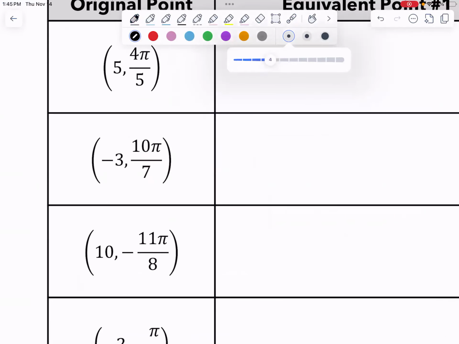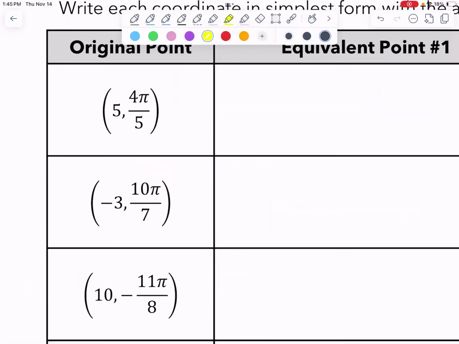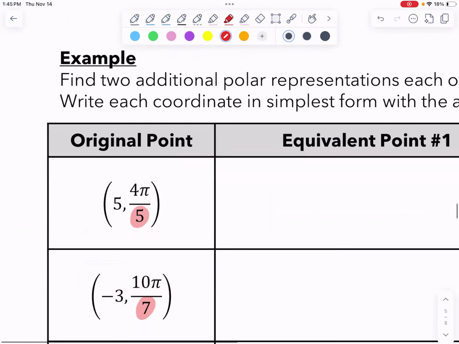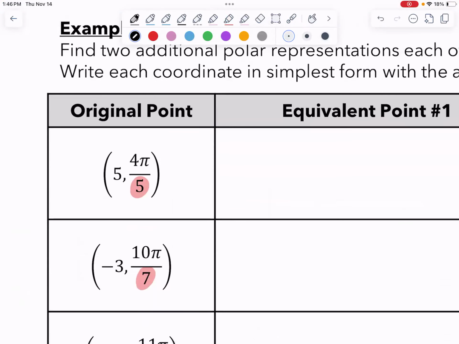Let's see, can I make this any smaller? Yes, I can. I'm going to write those ranges down with the denominator given. So, for instance, this guy, 5, 7, 8, 9. It'll help us to have the ranges written down. So it should be from negative 2 pi to positive 2 pi. In terms of denominators of 5, that is going to be from negative 10 pi over 5.